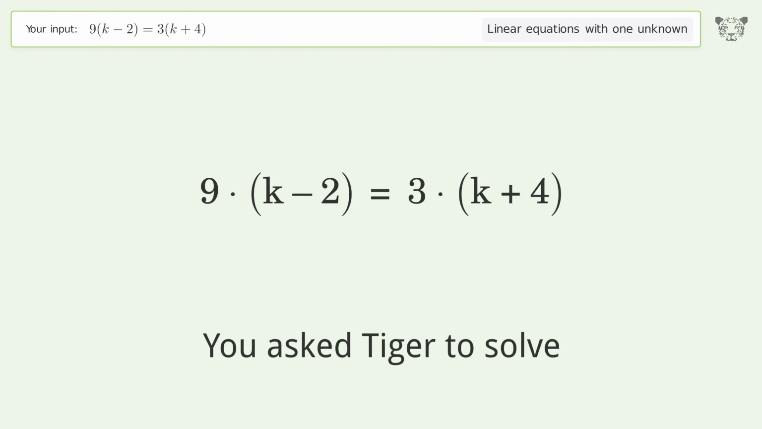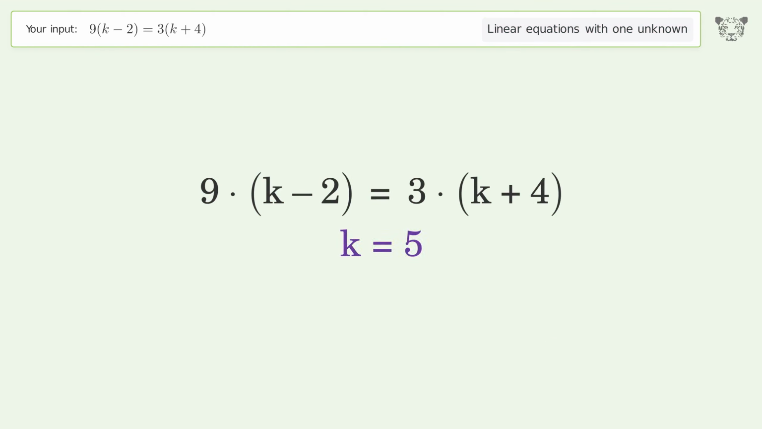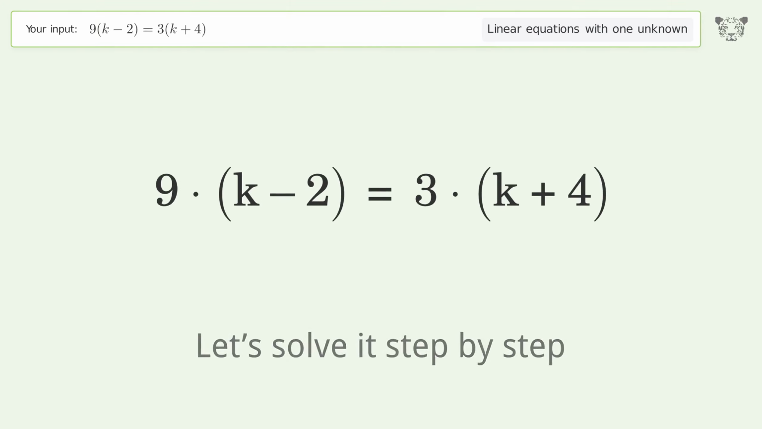You ask Tiger to solve. This deals with linear equations with one unknown. The final result is k=5. Let's solve it step by step.